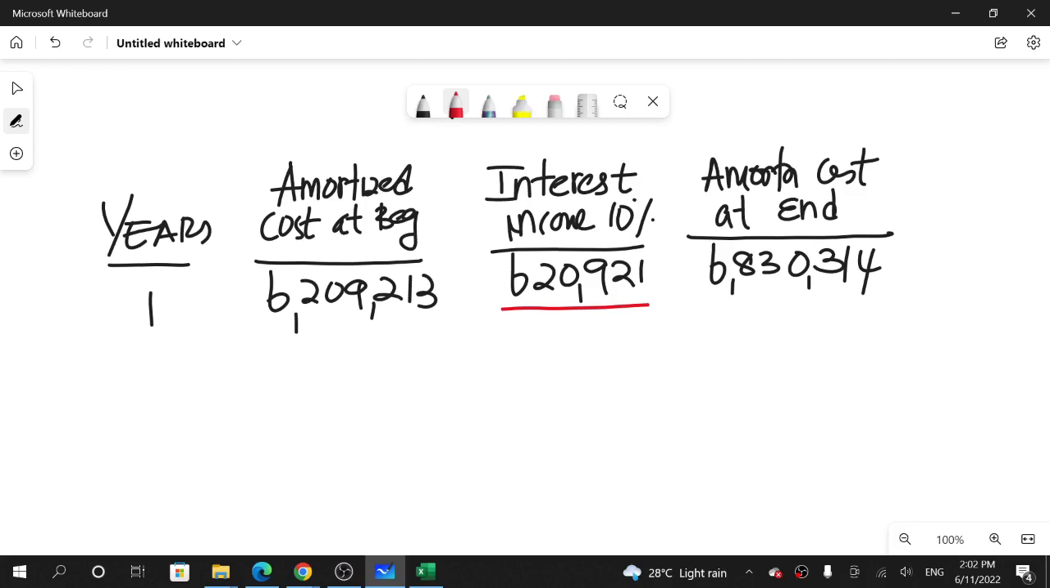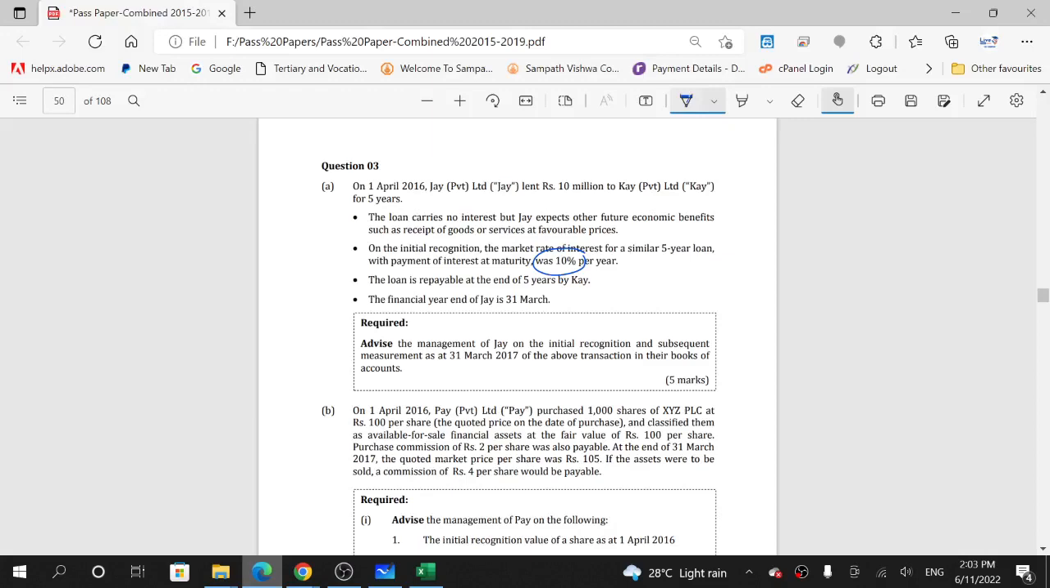Interest income. So likewise, you evolve this for 5 years, then that balance will again reach to 10 million. By that time, you receive the 10 million, then that account is zero. So that's how you want to recognize the interest income and that particular financial asset. Hope you understood. Part 1 is done.